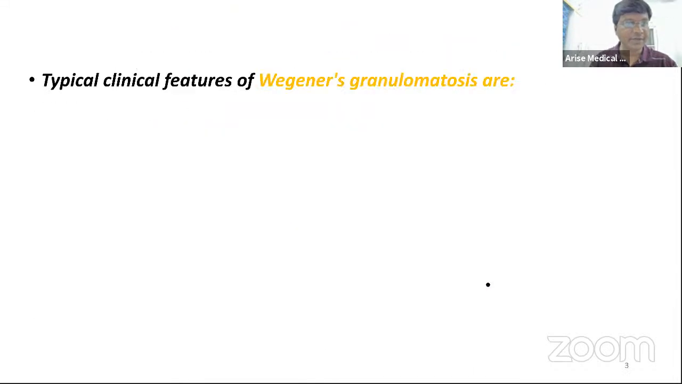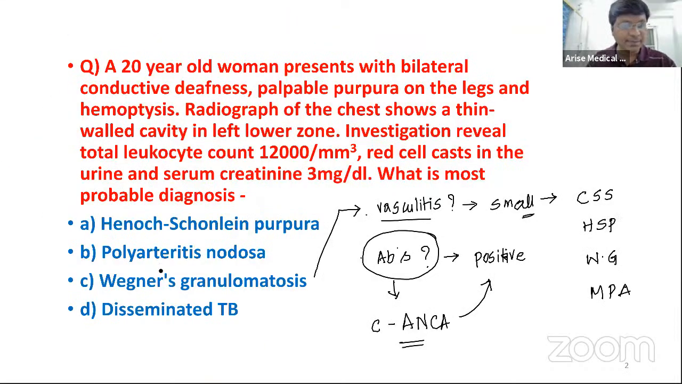And a very important point is why it is not polyarteritis nodosa. Let me tell you one of the very important points regarding polyarteritis nodosa. In polyarteritis nodosa, there is no lung involvement. Right, there is no lung involvement in polyarteritis nodosa. So that is the reason why polyarteritis nodosa is ruled out. Next, we will see the next question.